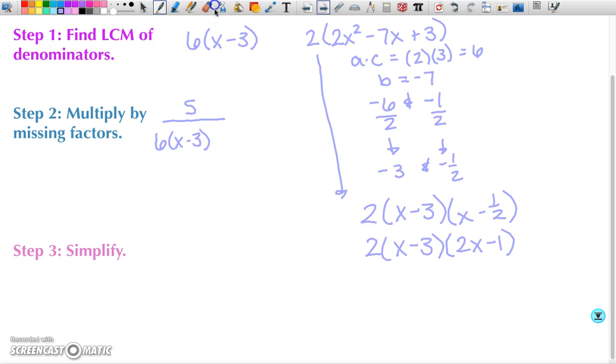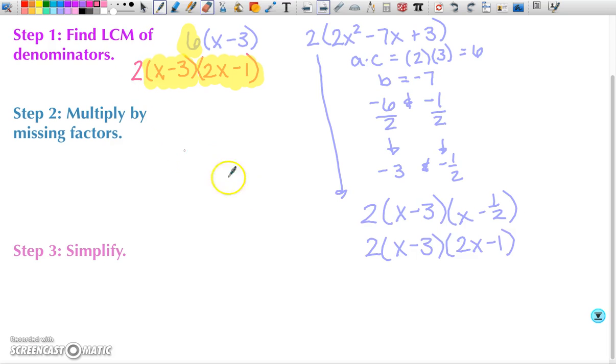Okay, so I'm actually going to get rid of this right here and just keep on working our way down. So we have our factors of 6 times x minus 3 and then 2 times x minus 3 times 2x minus 1. So our least common multiple is going to be made up of at least an x minus 3 because we have 2 of those. We're going to need a 2x minus 1. And then we need a number that 6 and 2 both go into.